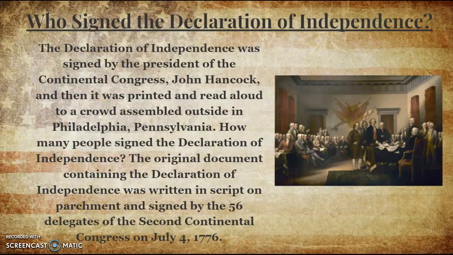Who signed the Declaration of Independence? The Declaration of Independence was signed by the President of the Continental Congress, John Hancock. Then it was printed and read aloud to a crowd assembled outside in Philadelphia, Pennsylvania.